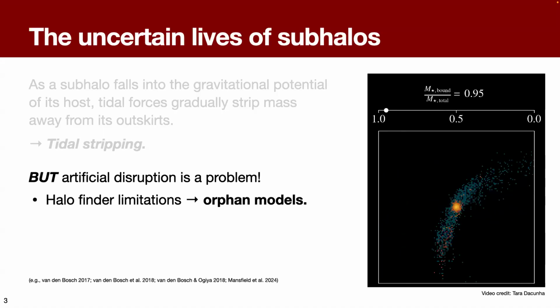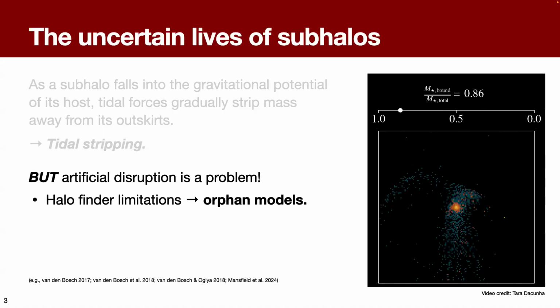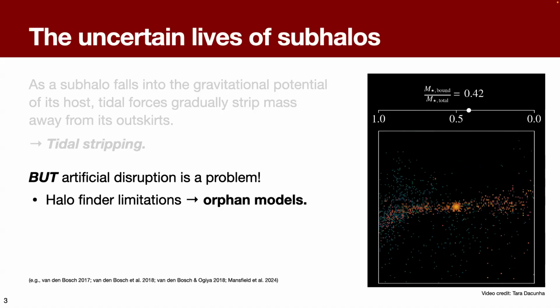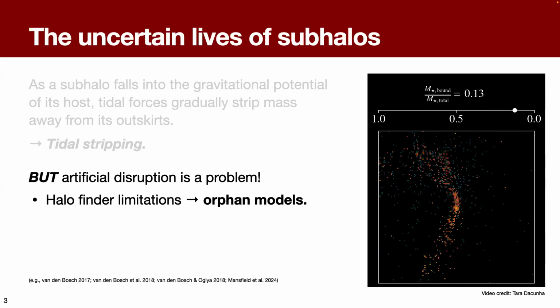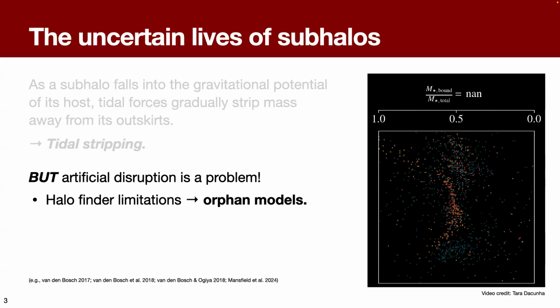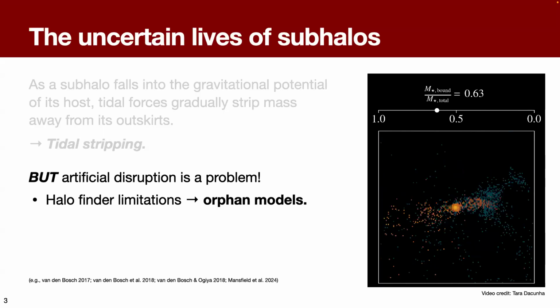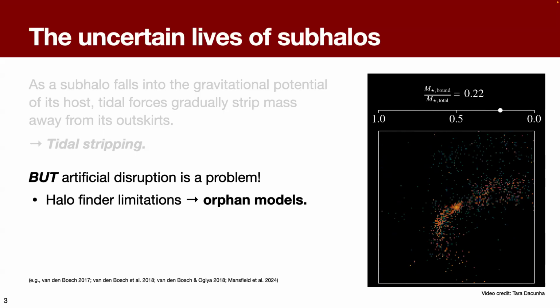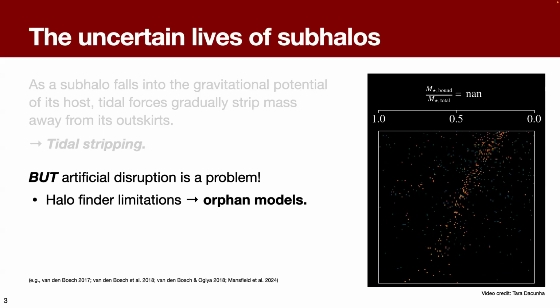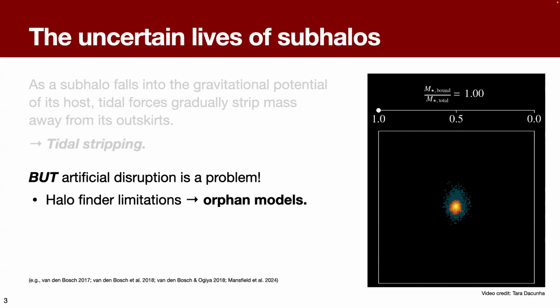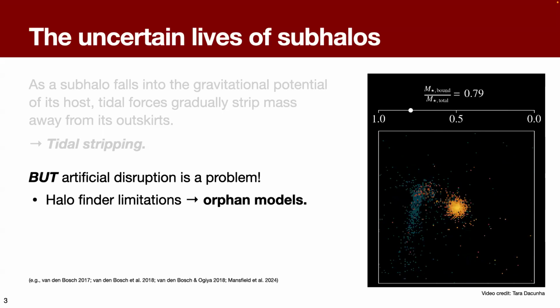And because of this, many simulations use these orphan models, which are post-processing models that approximate the properties of your subhalo after the halo finder loses it. So it's saying, we don't necessarily believe that the subhalo no longer exists, even if the halo finder can't find it. So we're going to do our best to guess at what system would be there if the halo finder could find it.